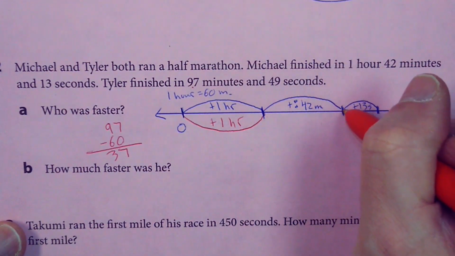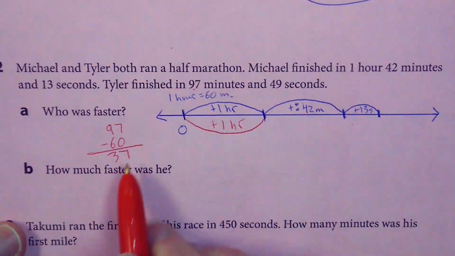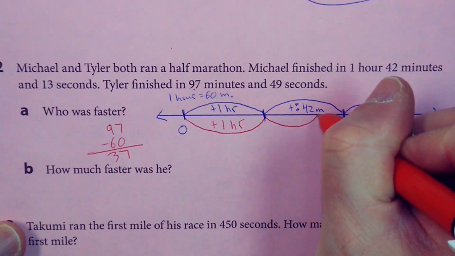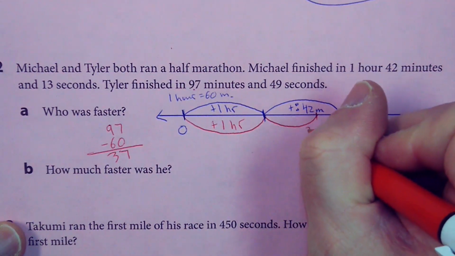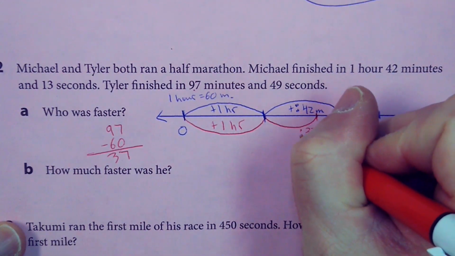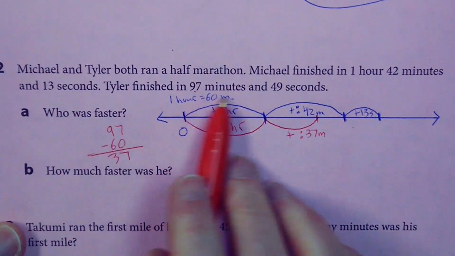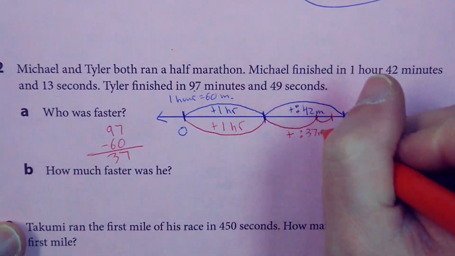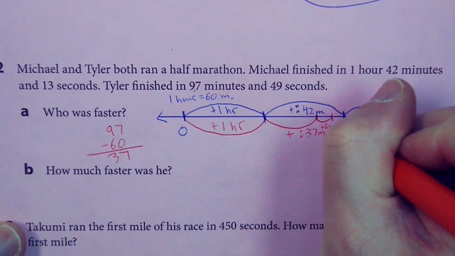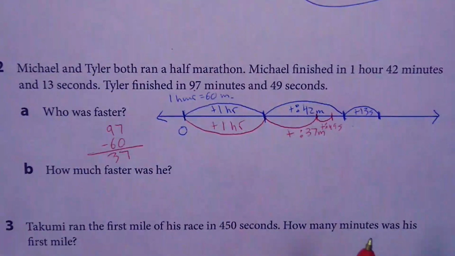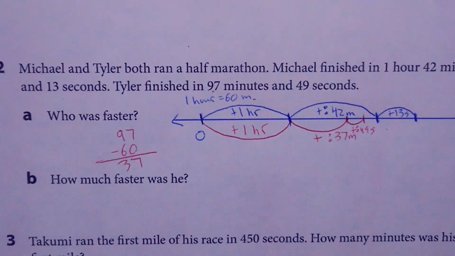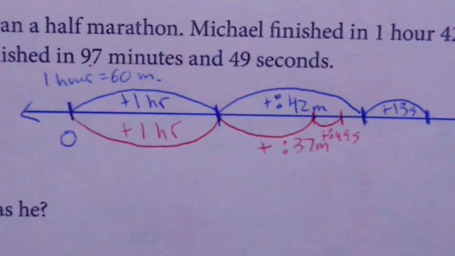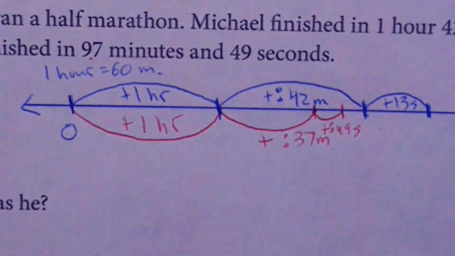So this one, the blue, Michael, he went 42 minutes. He only went 37 minutes, so I'm going to hop just not quite as much. 37 minutes. Okay, and then 49 seconds. That's going to be hard to label. Plus 49s. Oh, that's so tiny. Now, we want to know who was faster. This might look a little confusing, but this number line is telling us how long they ran.